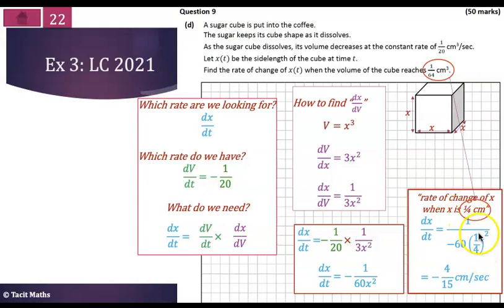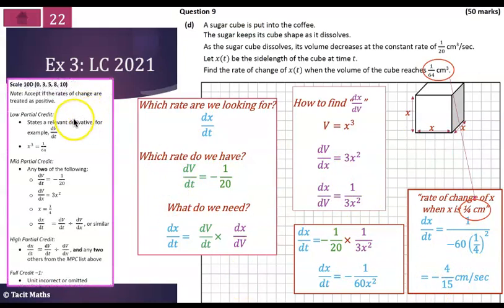So we actually substitute the 1 over 4 into this, and it comes out as minus 4 over 15 centimeters per second. So what that says is that this sugar cube is dissolving, and when the volume is 1 over 64 centimeters cubed, the sugar cube is dissolving at a rate of 4 over 15 centimeters per second. Okay, so a lot of people now mightn't understand fully what the answer actually means, but if you know this process off by heart perfectly, all those steps should make sense.